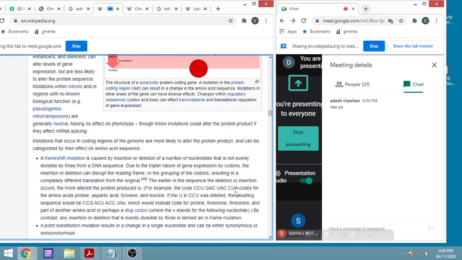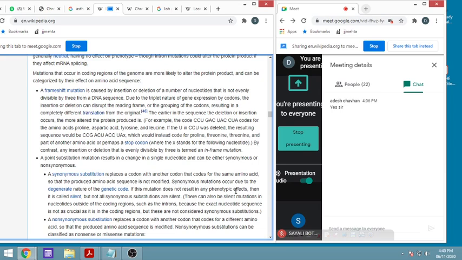So it can occur in the coding region of the genome. These are more likely to alter their protein products, and they can be categorized by their effect on the amino acid sequence. Frame shift mutations are caused by insertion and deletion. We have seen this, and an example is there.